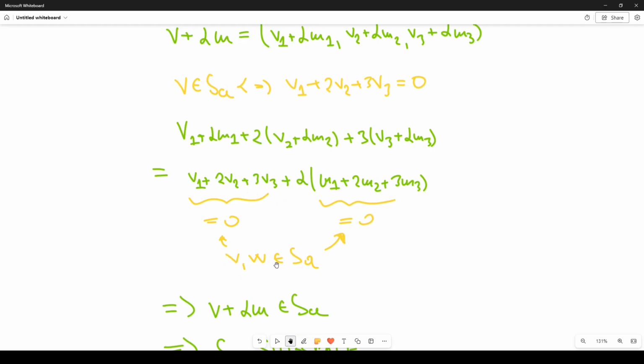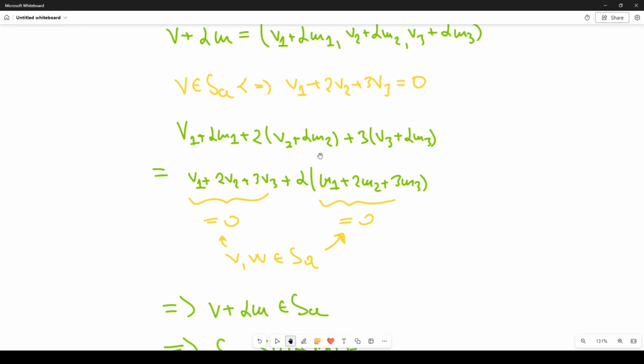V and W belong to the subset. So since they belong to the subset, they satisfy this condition. Their coordinates satisfy those conditions. So here we have that sum for V, and here we have that sum for W. So this is equal to 0, and this is equal to 0.